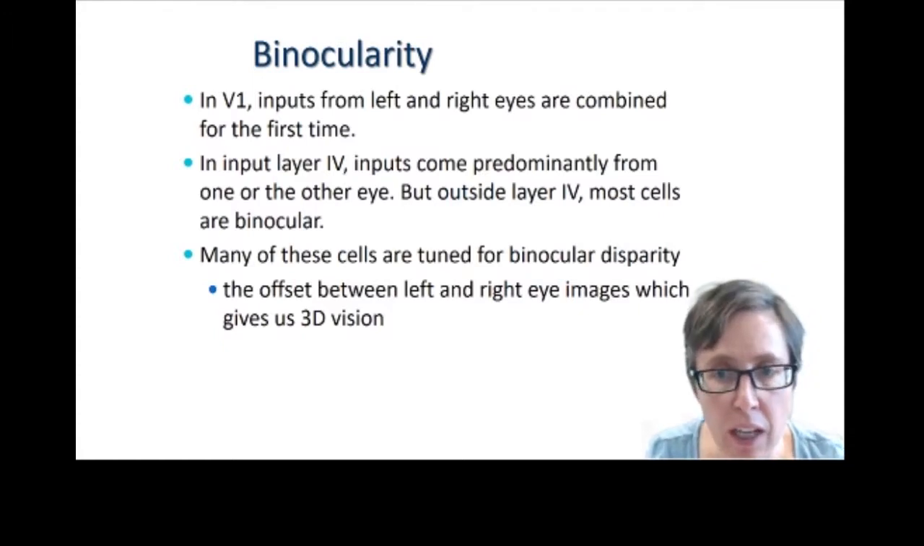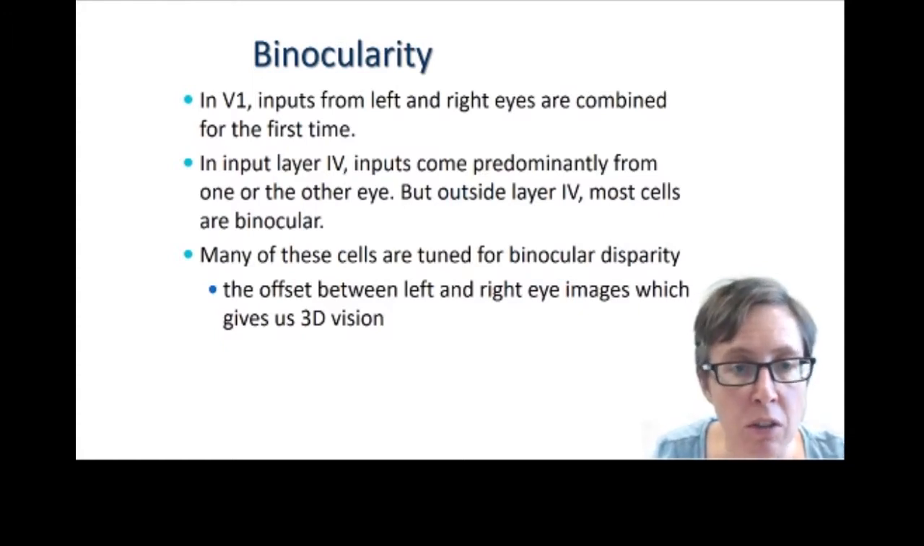But outside layer 4, most neurons in V1 are binocular, so that means that they're receiving input from both the left eye and the right eye. And many of these cells are tuned for binocular disparity. Now that's the offset between left and right eye images, which gives us our 3D or stereoscopic vision.